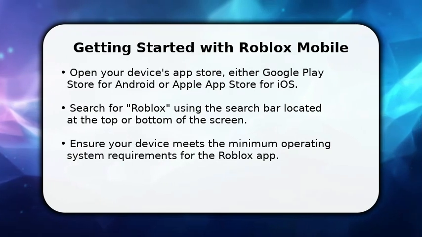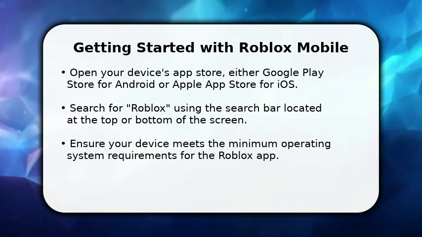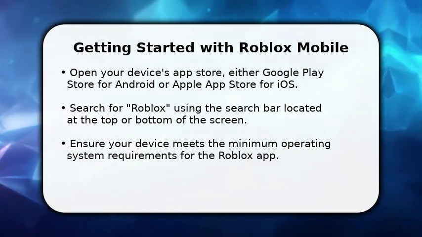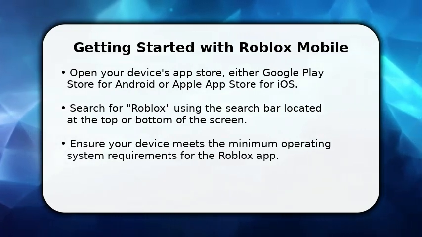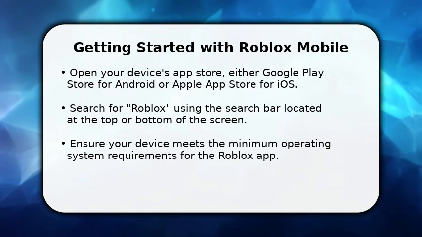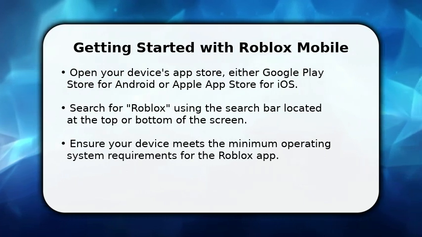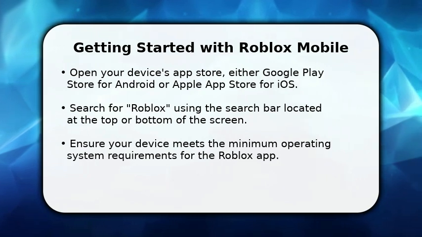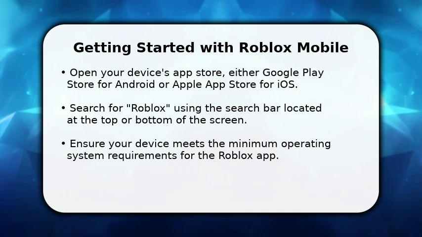Enjoy the video. In this video, I will explain how to get Roblox on your phone. First, open your device's App Store, whether it's the Google Play Store for Android or the Apple App Store for iOS. Then, use the search bar to find Roblox. It's important to check that your phone meets the minimum operating system requirements, typically Android 5.0 or iOS 9.0 or newer, to ensure a smooth experience.